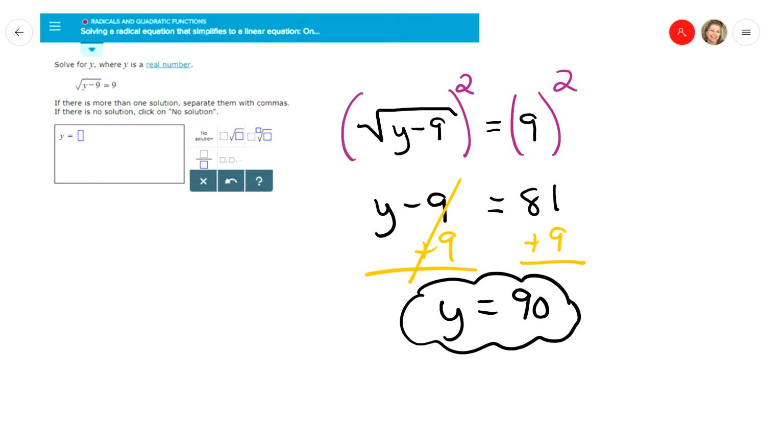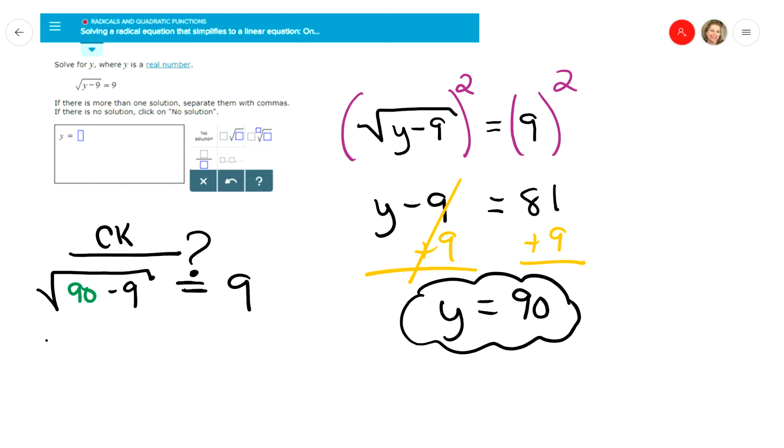If I were taking a test, I would definitely want to check my answer on this because there's a problem you might run into with radicals. So I'm going to take my 90 and plug it where the y was. And we're going to see if that definitely equals, that's the big question, does this equal a 9 when you're done? Well, 90 minus 9 is 81, and the square root of 81 is 9. So yes, 9 equals 9, so it checks.